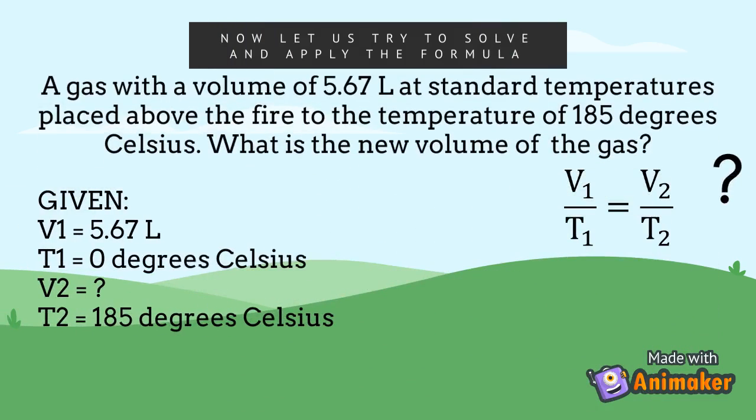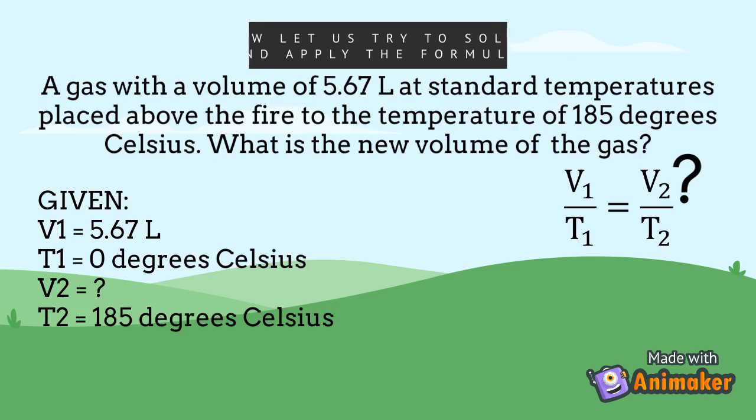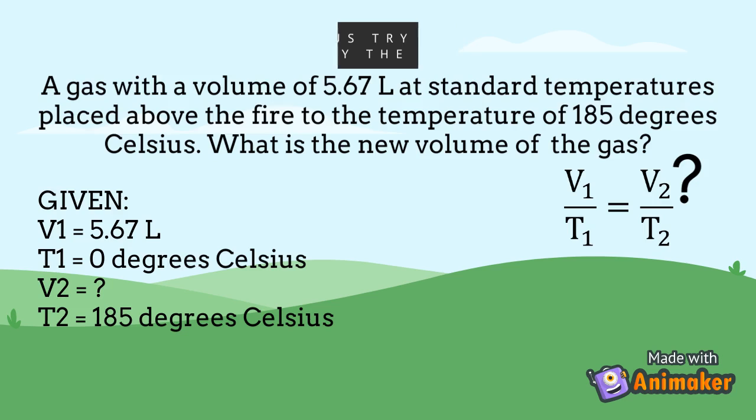A gas with a volume of 5.67 liters at a standard temperature is placed above the fire to the temperature of 185 degrees Celsius. What is the new volume of the gas? First, let us identify the given variables. Volume number 1 is 5.67 liters. Temperature number 1 is 0 degrees Celsius, and temperature number 2 is 185 degrees Celsius. Notice that volume number 2 is missing, so that is the variable that we will be identifying using the formula.